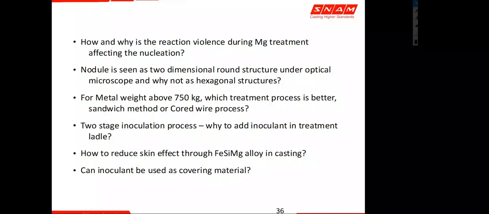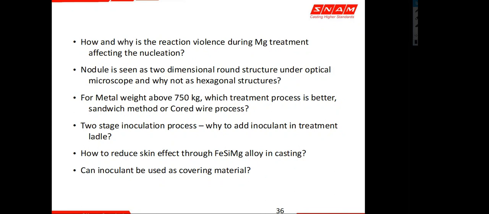So, how to reduce skin effect through FeSiMg alloy in the casting? FeSiMg alloy modification to solve this problem might not be the right solution. See, skin effect is because of the mold-metal interaction, or the chemical reaction between sulfur in your mold and magnesium in your liquid metal. As we have seen, when magnesium reacts with sulfur, it is not available for nodulization, or the compounds formed during treatment get disturbed due to sulfur introduced from your mold. This is the cause for the skin effect. And changing the FeSiMg alloy will give you an overall change to the liquid metal, but might not subdue this skin effect.